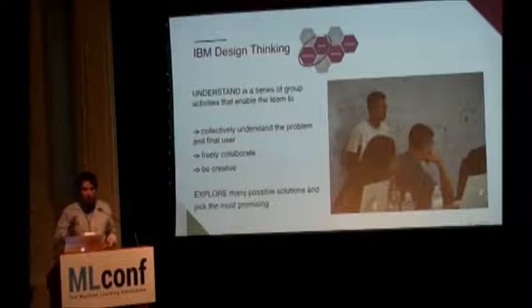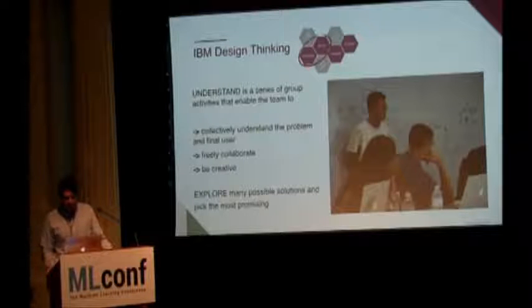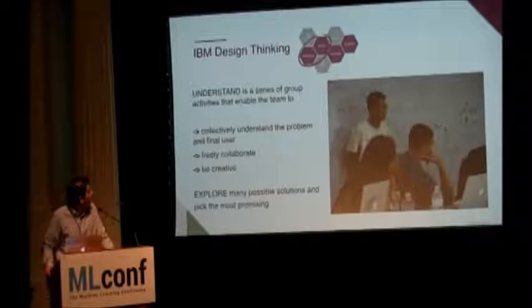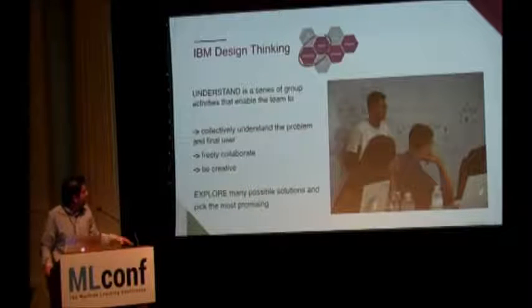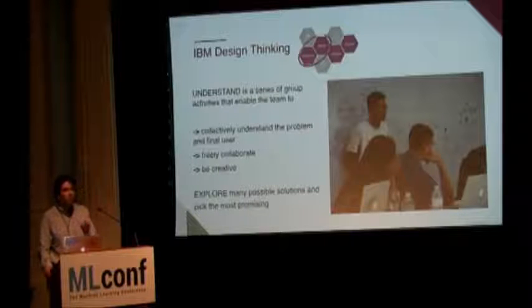So after we understand collectively the problem and the user, we explore all the possible solutions. Here I show a picture where we are brainstorming in these big whiteboards that we have. And after exploring all our possible solutions, we pick the one that seems to be the best at that moment, and we prototype. That is the next step.